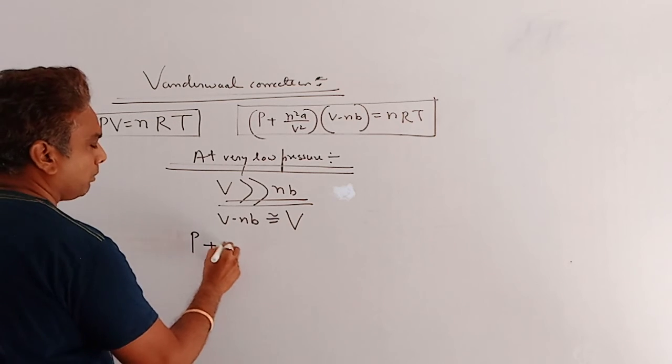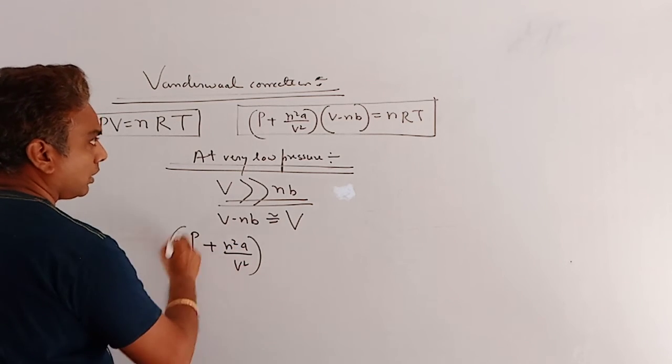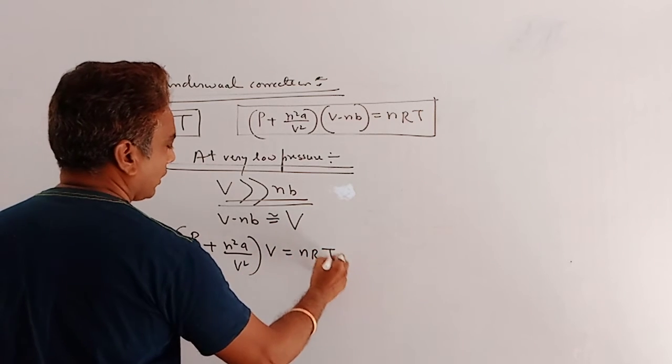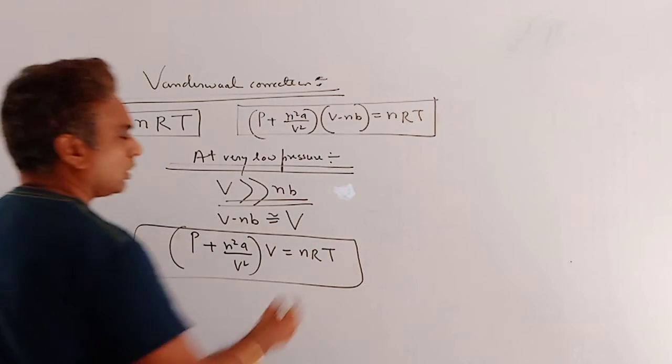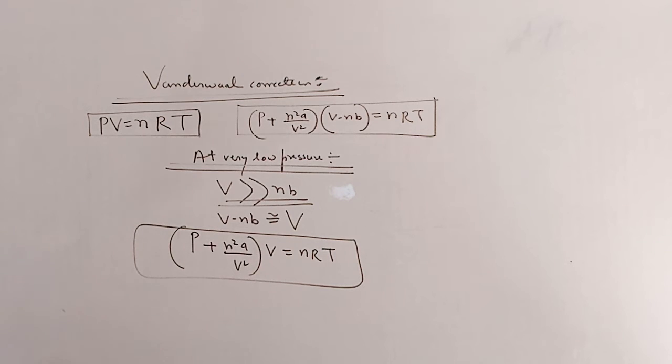So the equation becomes (P plus n squared a upon V squared) into V is equal to nRT. At very low pressure, the van der Waals equation becomes this much, (P plus n squared a upon V squared) into V equals nRT. This is also valid at moderate pressure. Clear?